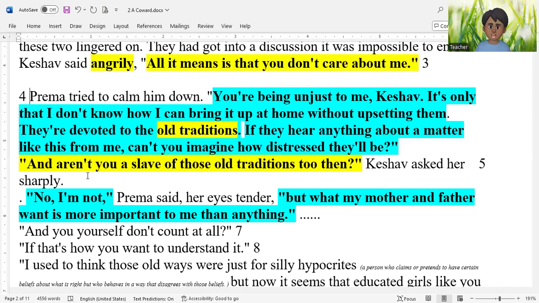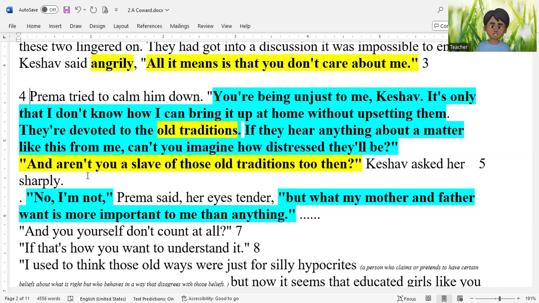"You are being unjust to me, Keshav. It's only that I do not know how I can bring it up at home without upsetting them." So now see, Keshav wants Prema to inform her parents that they are in a love affair and they want to get married. And Prema says that she does not know how to tell this intercaste love affair without disturbing the parents, because Prema understands that if her parents come to know that she is in love with a boy from another caste, they will be very upset.